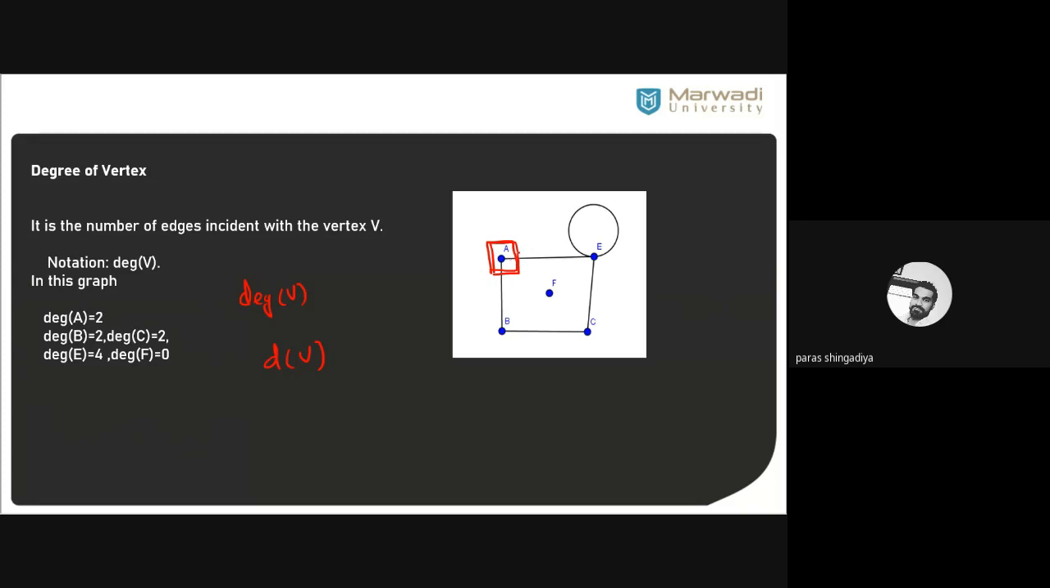Number of edges connected with A. Clear? Number of edges incident with the vertex A. Okay, incident means with how many edges the vertex is connected, and that is called the degree. Clear? So degree of A is 2.